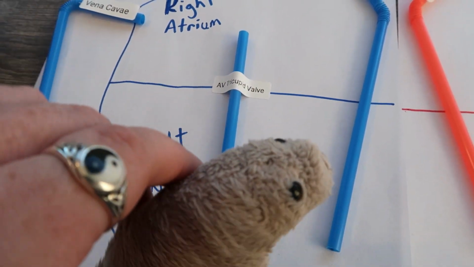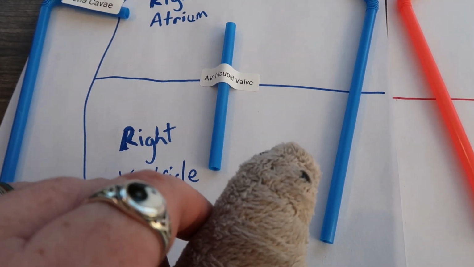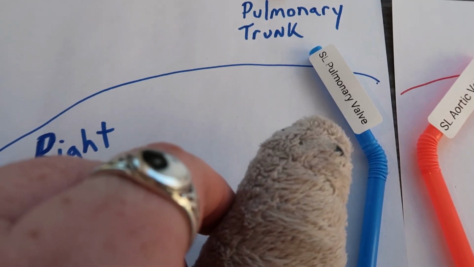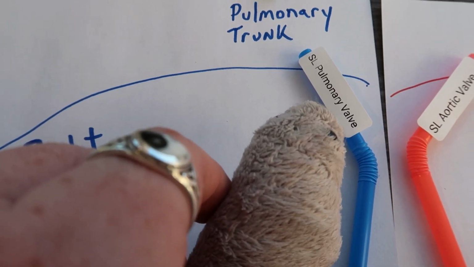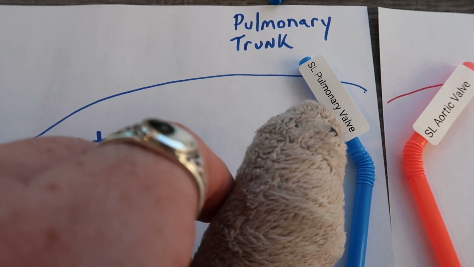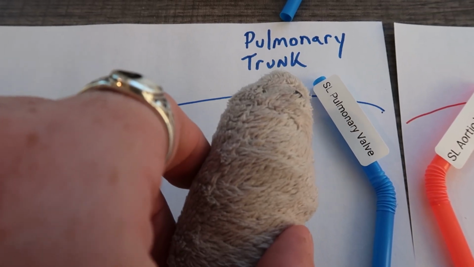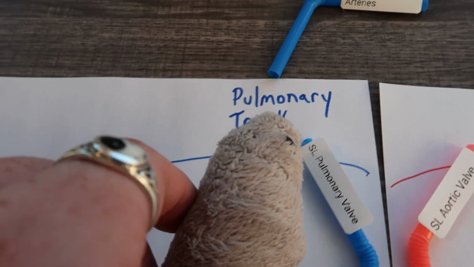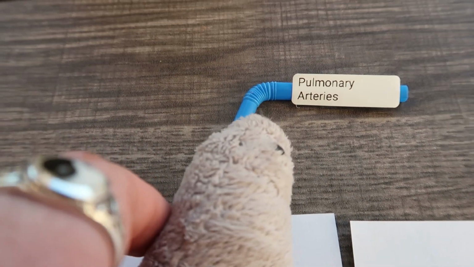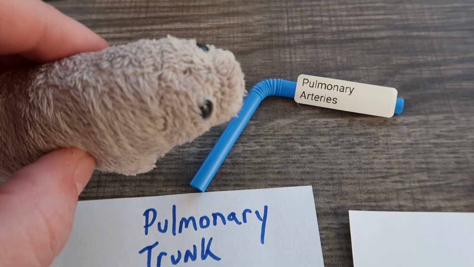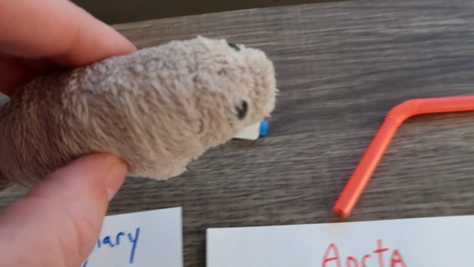Then he needs to leave to go to the lungs to get some oxygen. So then he's going to go through the next door, and the next door is called the pulmonary valve. Once he gets to the pulmonary valve and the door opens, then he's going to be pushed through that door to the pulmonary trunk, which is better known as your pulmonary arteries. Once he's at the pulmonary arteries, he's going to travel to the lungs.